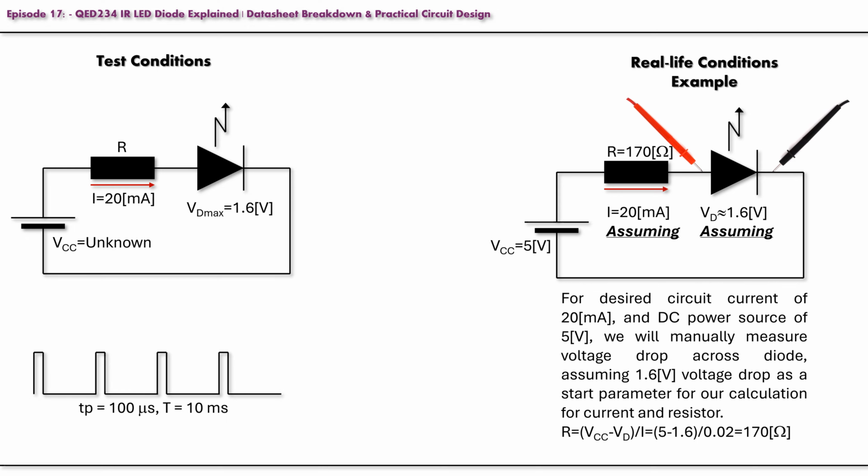Now, this parameter really tells us nothing. It is more likely than not, that in real-world scenario, we will use continuous DC current source, with discrete voltage of 3, 5, 12 or more volts. Unfortunately, to determine real voltage drop for circuit of our own design, we will have to manually measure voltage drop across the diode and do the calculations for resistors and current ourselves.